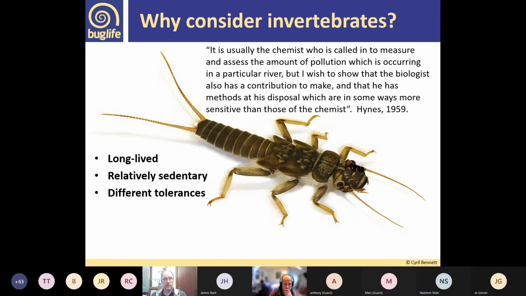They're also relatively sedentary. They stay in the same place, so you can be sure of what's happening at that point in the river. And they have a variety of different tolerances to different factors that affect the water quality and other aspects of the river.